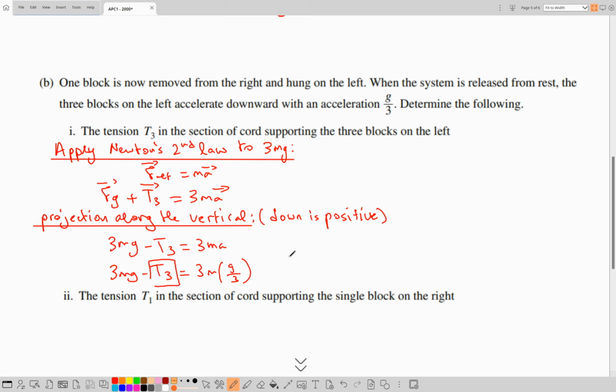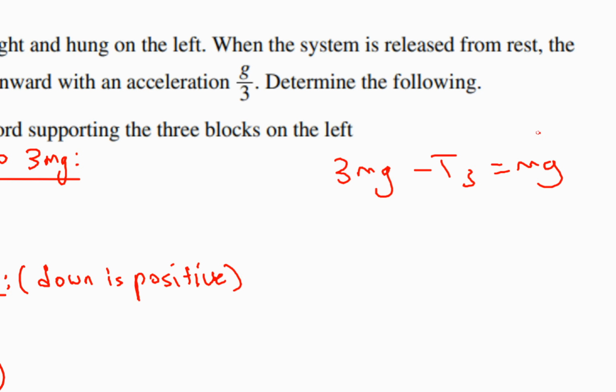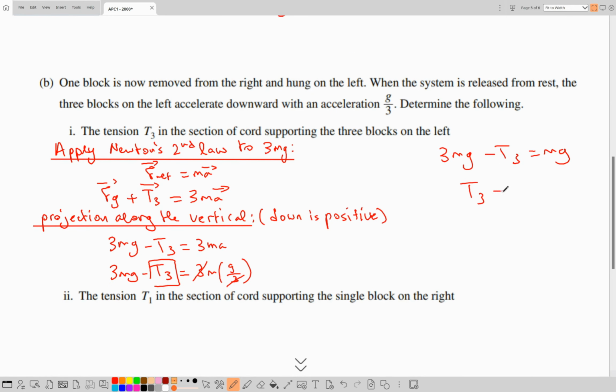Now what's the type of this equation? This is a linear equation. Now we solve for T3 by isolating. The 3 cancels with 3, so we have 3mg minus T3 is equal to mg. Now moving this to the right hand side and this to the left, we have 3mg minus mg, which is 2mg, and reading it from right to left, we're left with T3 is equal to 2mg. Then in this case the tension T3 is given by 2mg.